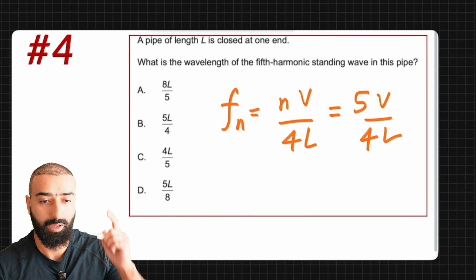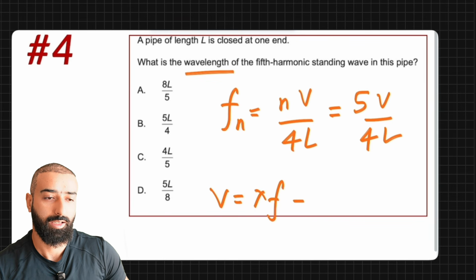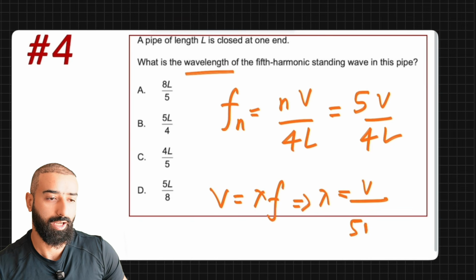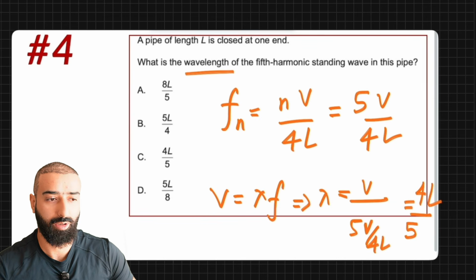That's the frequency. What are we after? We're after wavelength. So we'll use the equation v equals lambda f. That means lambda is v over the frequency, which is v over 5V over 4L, which is 4L over 5. And that solves the problem.